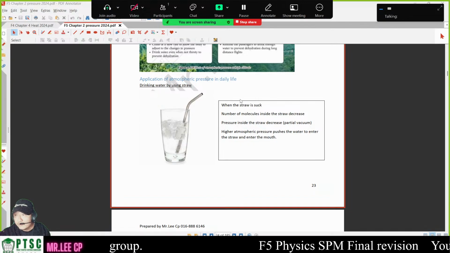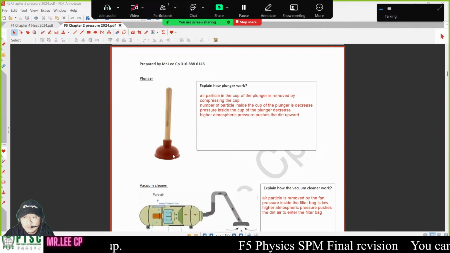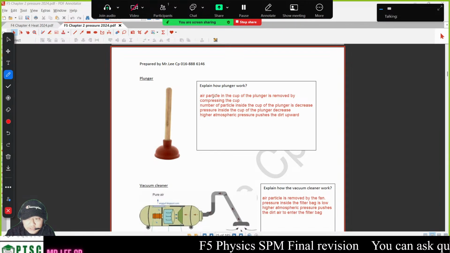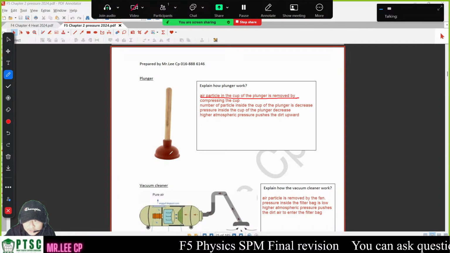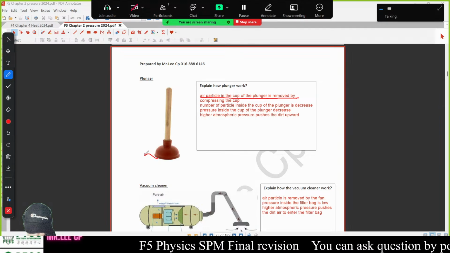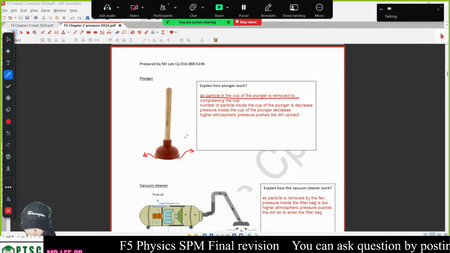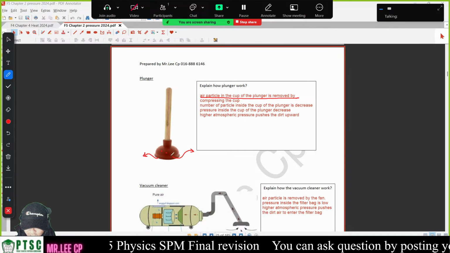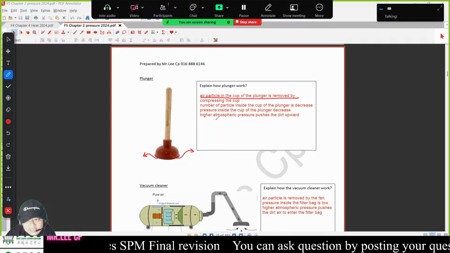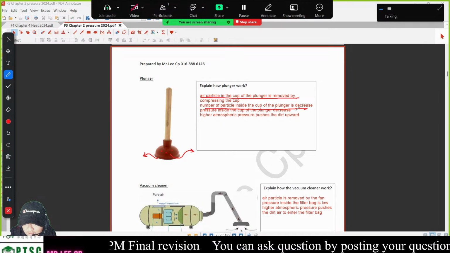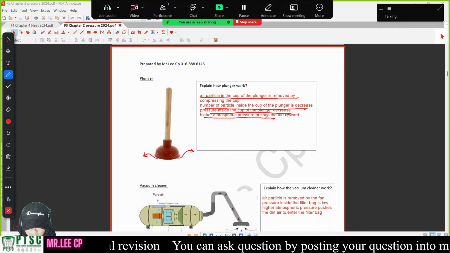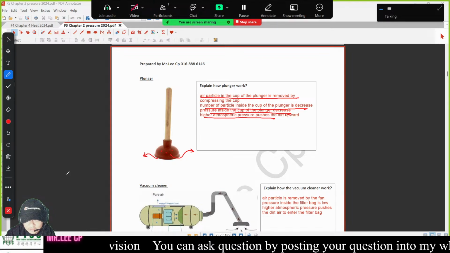Now, the plunger, it is the same. For example, how does it work? The air particles inside the cup are removed when you push it. So the air inside is removed, the air particles inside are lesser, so pressure inside it is lesser. So the higher atmospheric pressure pushes the dirt upward.